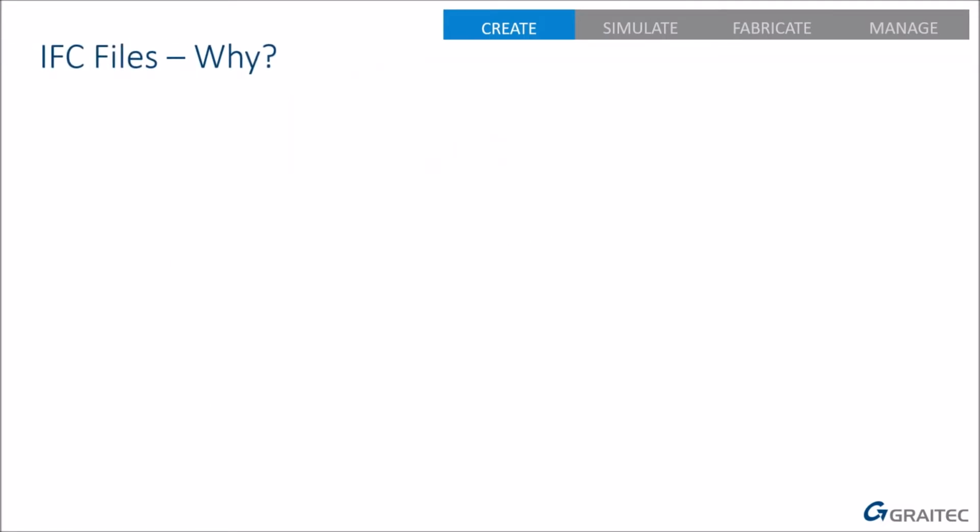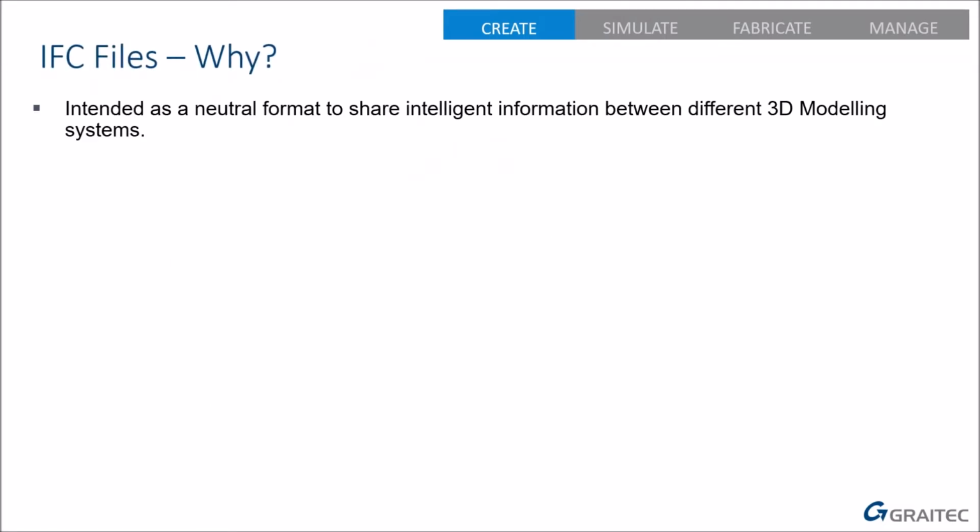So why are they used? Well, originally IFC was intended as a neutral file format, so you can share information between different 3D modeling systems. And that goal still remains the same. As such, it forms part of many BIM workflows. Building information modeling is essentially all about transferring intelligent 3D models between different systems.